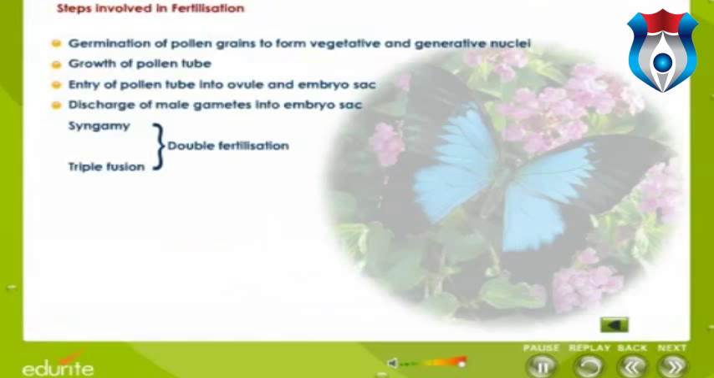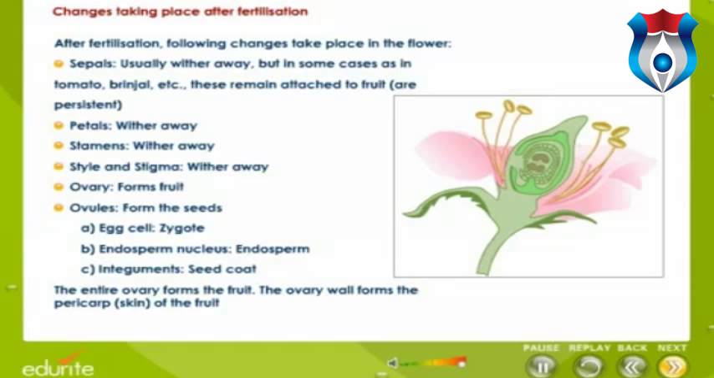The steps involved in fertilization are germination of pollen grains, growth of pollen grain into tube formation, entry of the pollen tube into ovule and embryo sac, discharge of male gametes into embryo sac, double fertilization. Changes taking place after fertilization. Observe carefully as to what changes take place in the flower after fertilization.